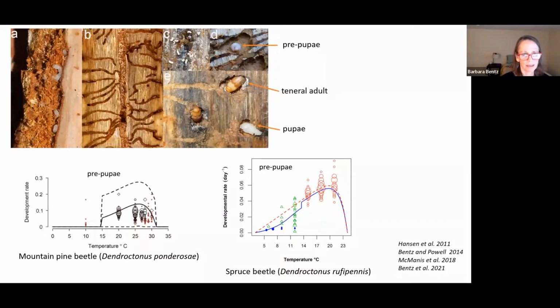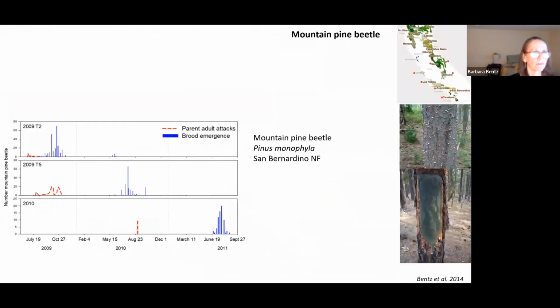Jim Powell and I provided some other evidence for this thinking in an American Naturalist 2014 paper, if you want to look at that. So this field data illustrates this physiological constraint for mountain pine beetle. Shown here are data similar to what I just showed for western pine beetle, where we tracked attacks and emergence of individual trees. And these data are from the San Bernardino forest, which is down here in Southern California.